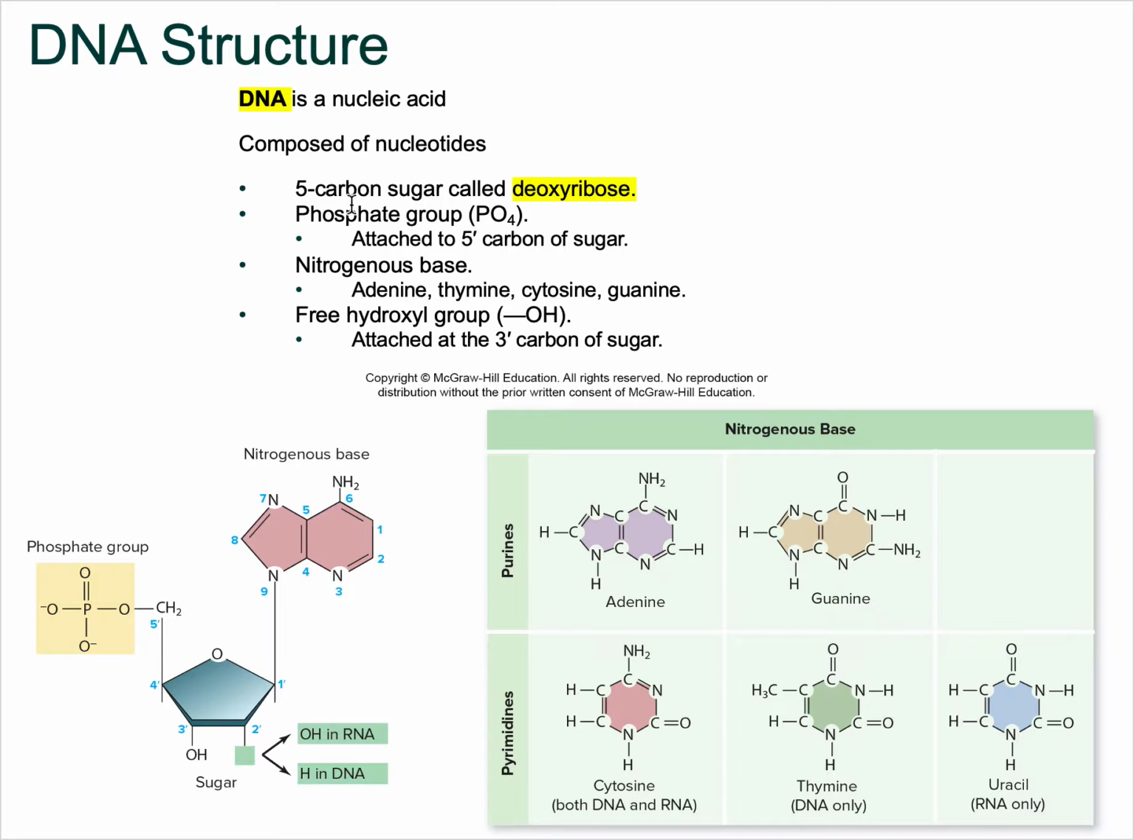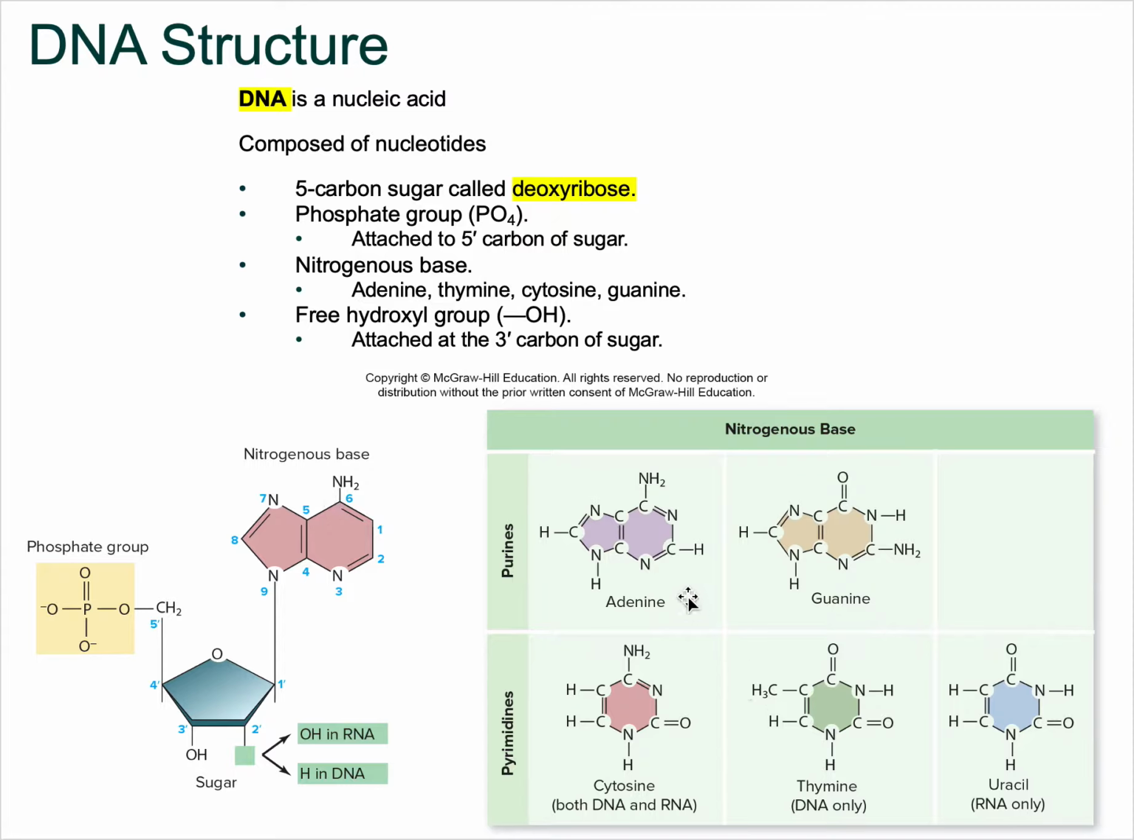So it does have a 5-carbon sugar, which we call deoxyribose, which is right here on the bottom. This sugar, that's the deoxyribose sugar. It has a phosphate group, and it also has a nitrogenous base. So there are 4 different nitrogenous bases, and they're right here actually.